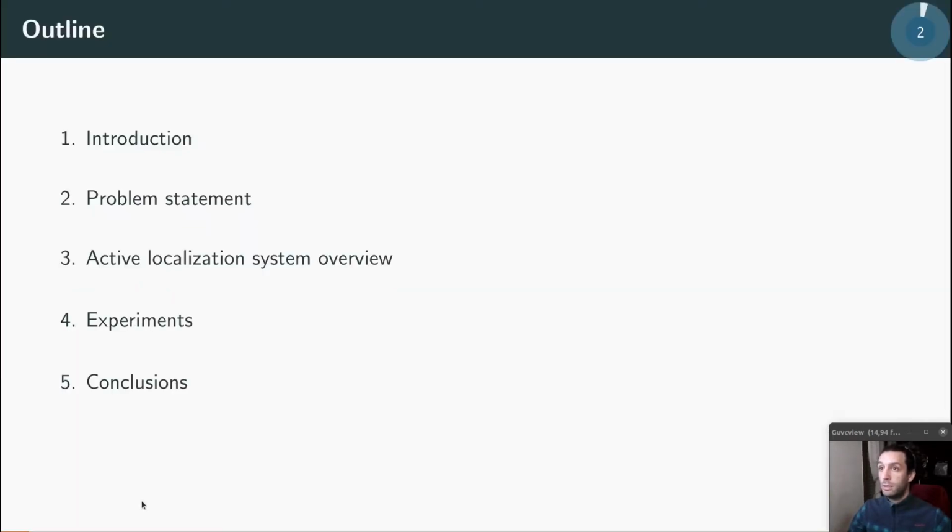The outline for this presentation is a brief introduction, the problem statement, active localization system overview, then the experiment results, and the conclusions.